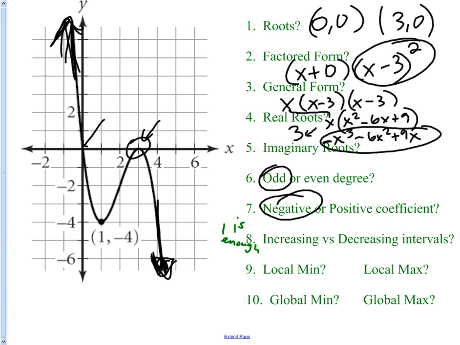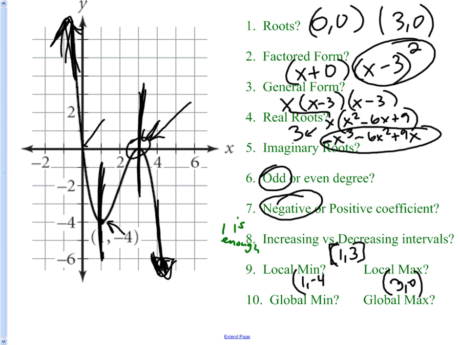Increasing or decreasing? I'm just going to do this little zone. From here to here, it was increasing. And so that was from 1 to 3. It was increasing. And should I put brackets or parentheses? Brackets. You are right. It's supposed to be a bracket. Okay. And local min. The local min is this spot right here, which was 1, negative 4. The local max is this spot right here, and it's at 3, 0. And the global min and the global max are none. There's no min and there's no max because it doesn't ever stop going up and it never stops going down. So I say none and none.